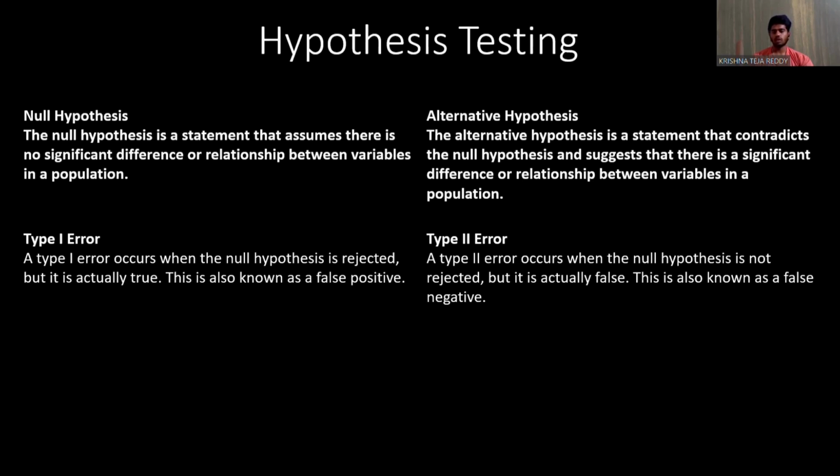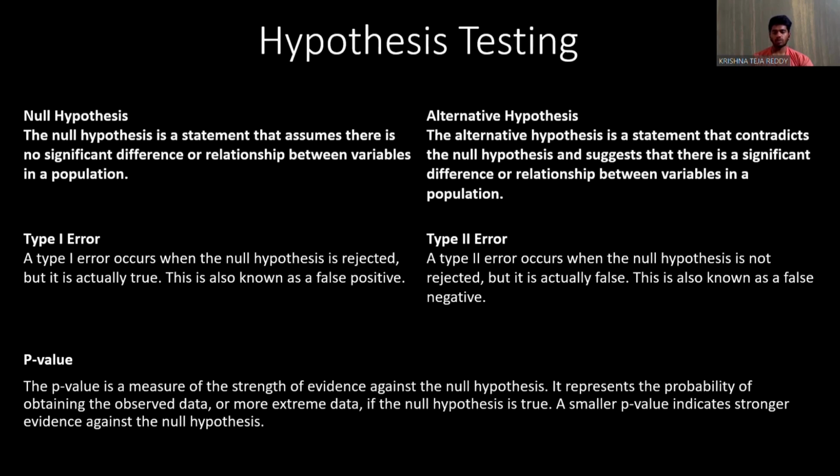Type 1 error. A type 1 error occurs when the null hypothesis is rejected but it is actually true. This is known as a false positive. Type 2 error. A type 2 error occurs when the null hypothesis is not rejected but it is actually false. This is known as a false negative.